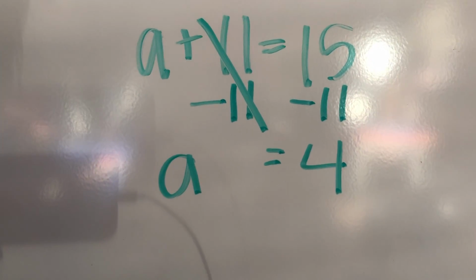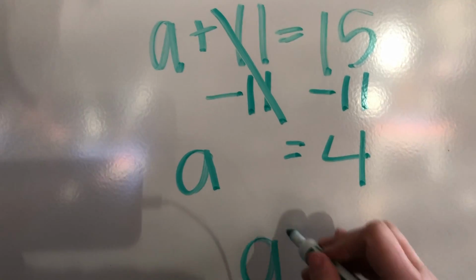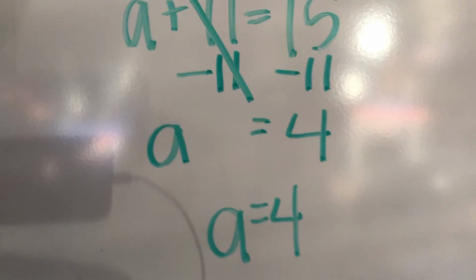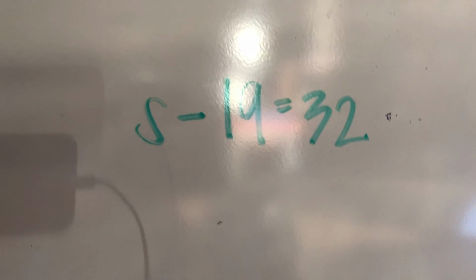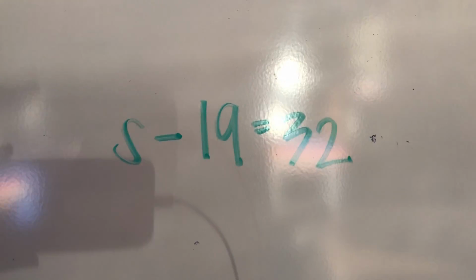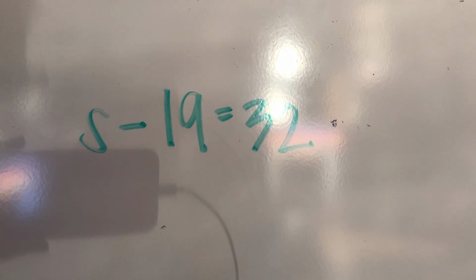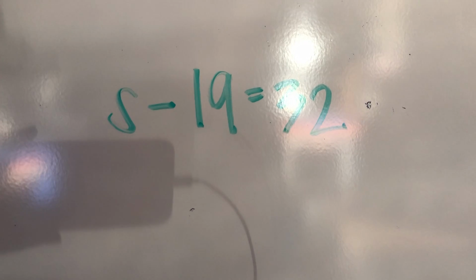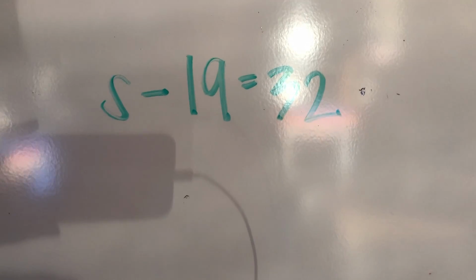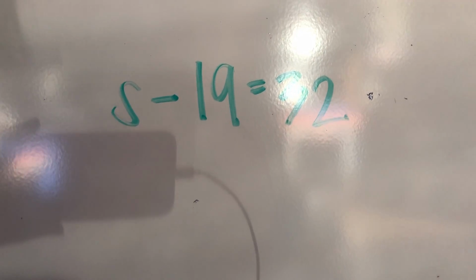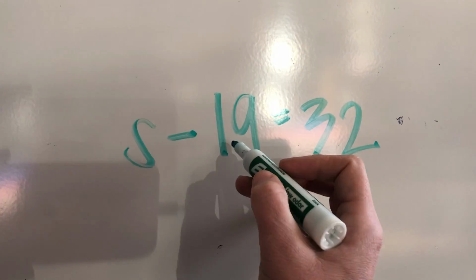Now, one thing when you're writing your answers, I want us to get in the habit of saying that a equals, okay, or whatever that variable equals, with its value. All right, here we have a subtraction problem. We have s minus 19 equals 32. Remember, our goal is to get the variable by itself on one side. So we want to get rid of that part that's by it. So we have a minus 19.